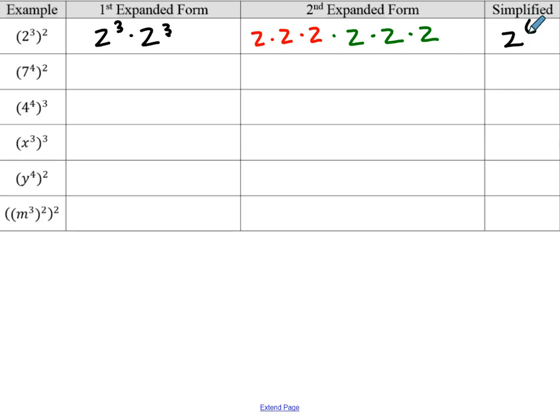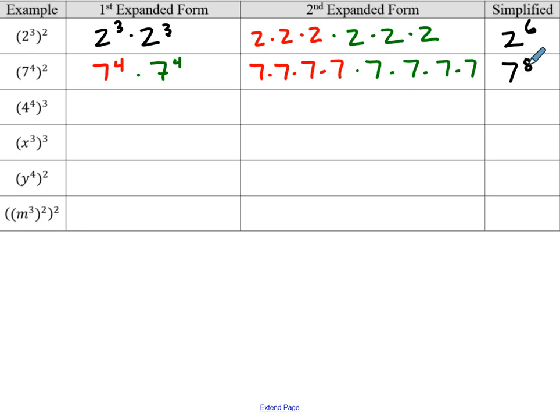Let's try that again. I have 7 to the 4th squared, so I have 7 to the 4th times 7 to the 4th, because I have it squared, so I have to have it twice. Now I have 7 times 7 times 7 times 7, and then I have 7 times 7 times 7 times 7. How many total 7s do I have? I have 7 to the 8th power.